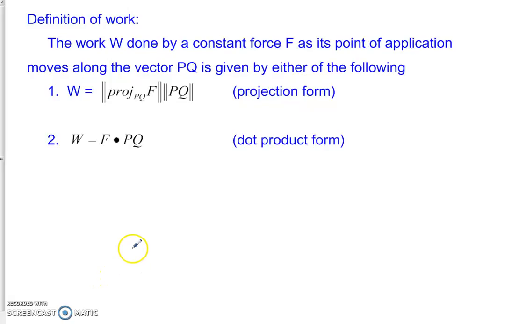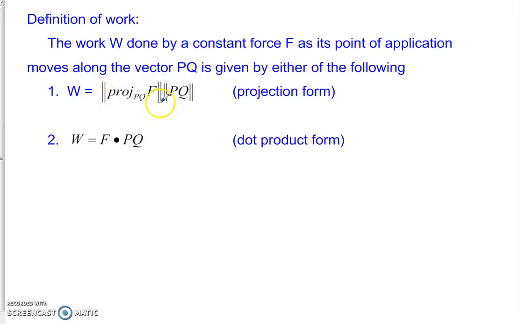In our final example here, before we get to that, we are going to talk about work again. And the work W done by a constant force F as its point of application moves along the vector PQ is given by either of the form W is equal to the magnitude of the projection of F onto PQ times the magnitude of PQ, or simply F dot PQ. Now we're probably going to use this one, I think, quite a bit, and I'll show you something that's pretty nice about this with a specific example if we go back, because we're simply looking at the magnitude here.